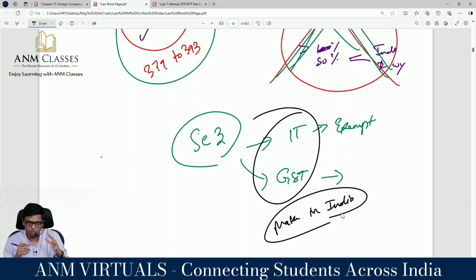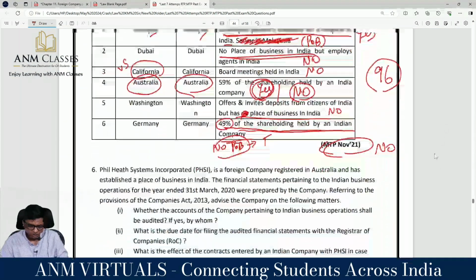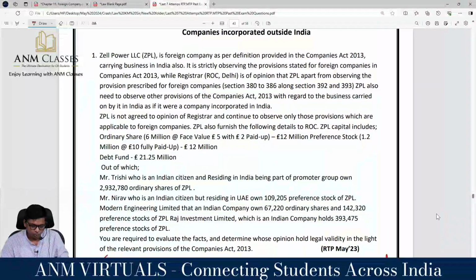Not satisfied? No. Securities offered or listing of securities in IFSC SEZ locations is not included as part of the term electronic mode. In simple words, you take it like IFSC company issuing securities is not covered in electronic mode. That's it. Companies in that IFSC location is not covered. Following? Clear? Perfect. Let's go to questions. Question number 1. Big question.